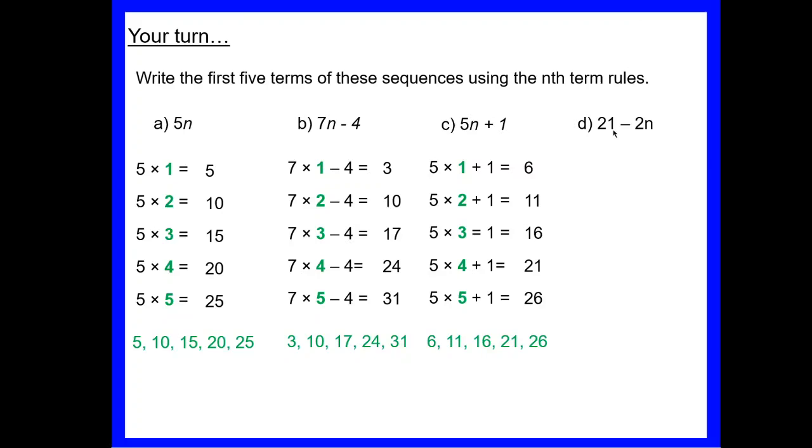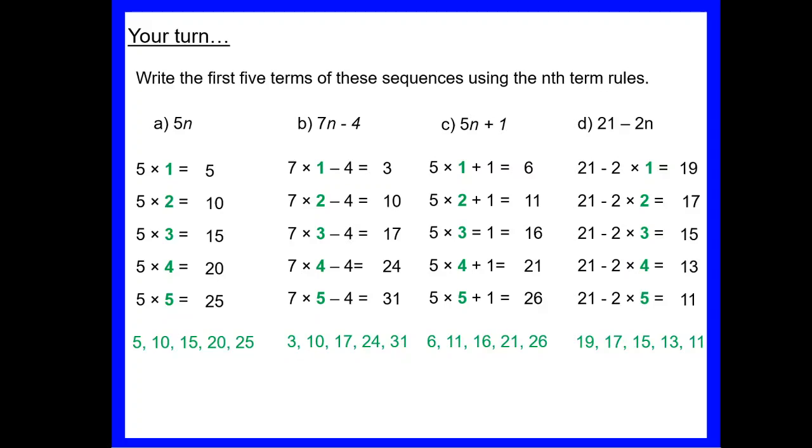Our last one then, we've got 21 minus 2 times our position. So again, make sure with these ones we definitely use BIDMAS. We get 19, 17, 15, 13 and 11. Okay, if you need to pause the video now to just check through your answers thoroughly, please do that. Make sure you're happy with them before you move on.